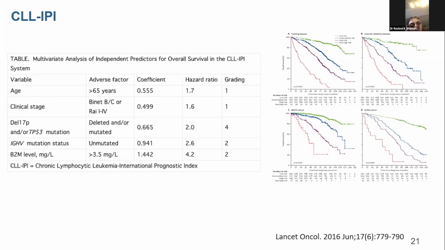They found 4 prognostic subgroups that were validated in 4 different cohorts. The most important thing here is that the TP53 aberration had the highest impact on prognosis, with a score of 4, followed by the IGHV mutation status. So it's really important to assess these molecular biomarkers in order to evaluate the prognosis. Next.